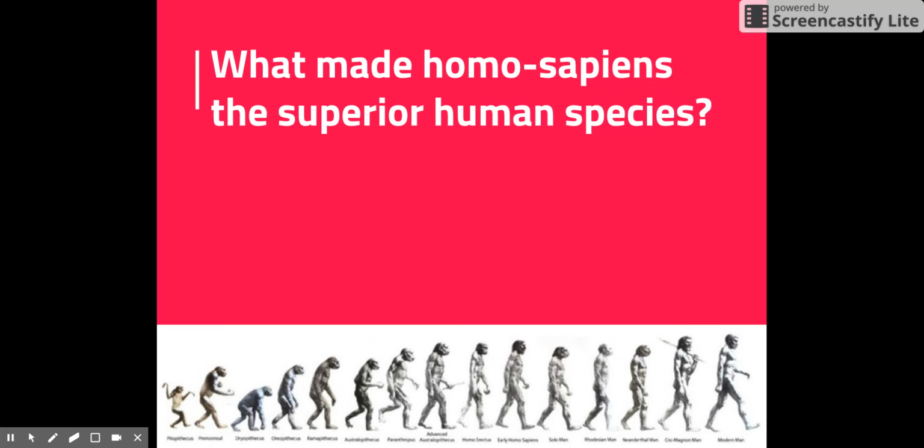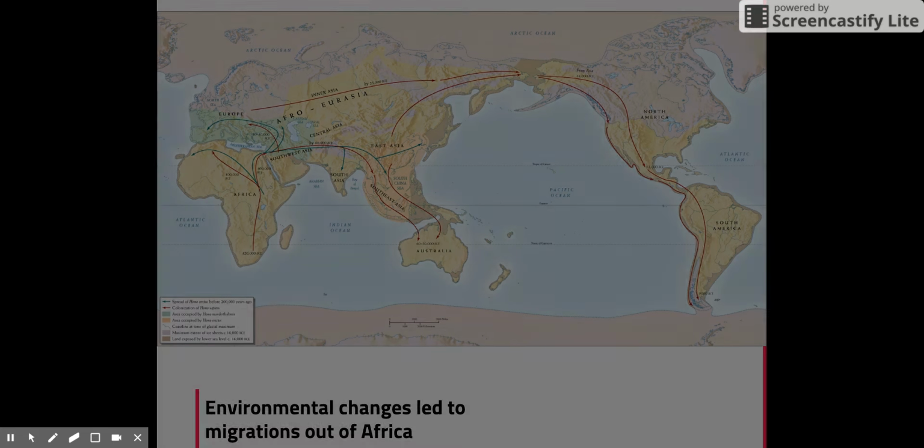Okay, so take a moment to think about what made Homo sapiens the superior human species. Good. You should have said that they are fast, they're agile, they have a big brain that allows for abstract thought, and then they have language that they can actually use in order to communicate and make plans and develop these imagined orders that did not exist among any other humans.